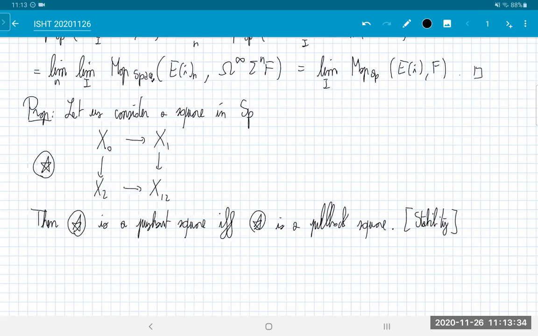And if you remember from last semester, we discussed the Blakers-Massey theorem that said that in spaces under sufficiently high connectivity assumptions, something like this was true, but it was a lot weaker. This is just true on the nose. A square is a pullback if and only if it's a pushout. And that's kind of magic. And actually, let me deduce a corollary before I prove this.